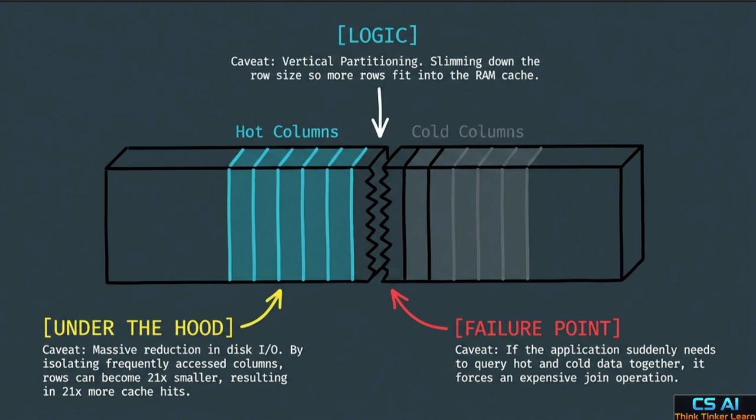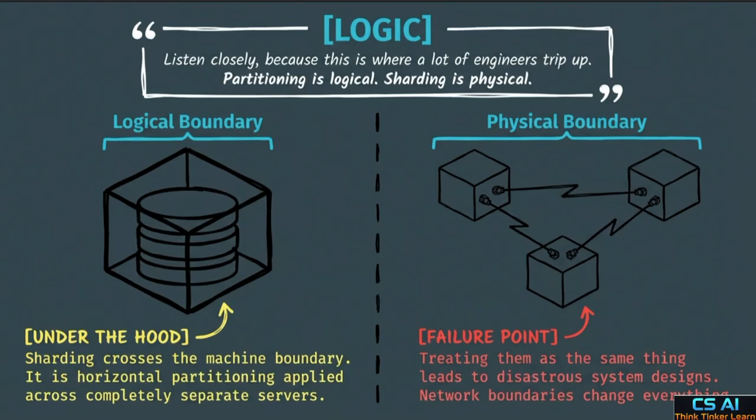If the application suddenly needs to query hot and cold data together, it forces an expensive join operation, which can be costly and negate the performance gains. Now, let's clarify a critical distinction where a lot of engineers generally trip up. Partitioning is logical, sharding is physical.